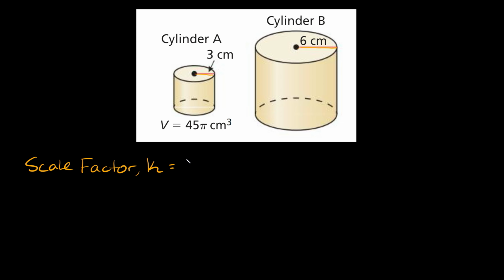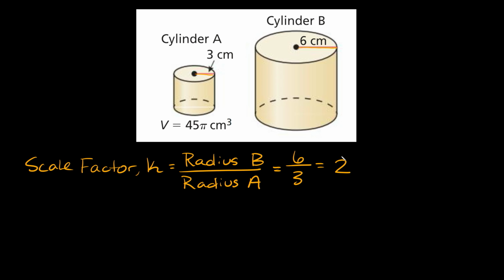So we're going to compare the radius of cylinder B to the radius of cylinder A. Okay, so the radius of cylinder B is 6 and the radius of cylinder A is 3. And 6 divided by 3 is equal to 2, all right? So our scale factor, K, is equal to 2. Let's write that up here so we can keep track of that.